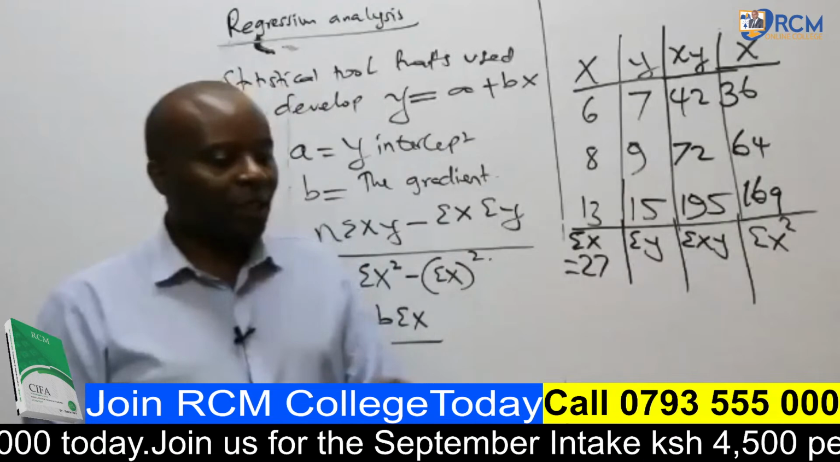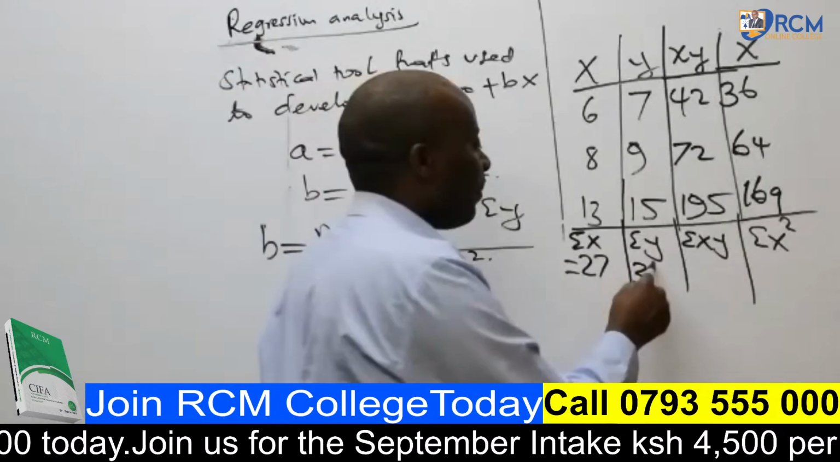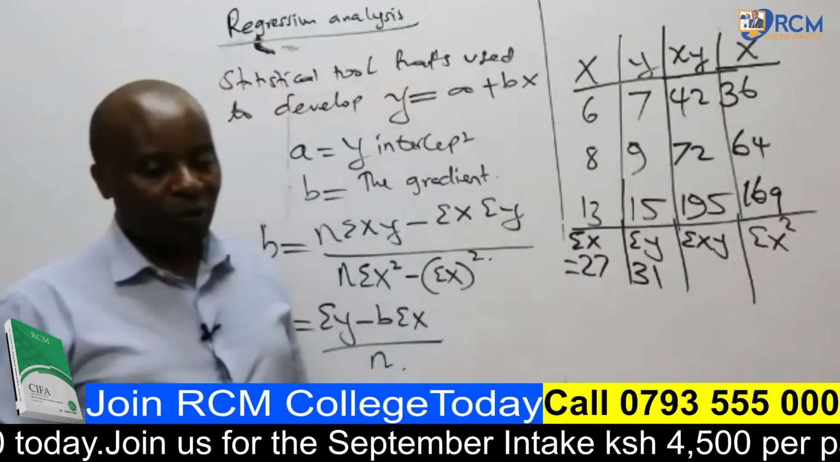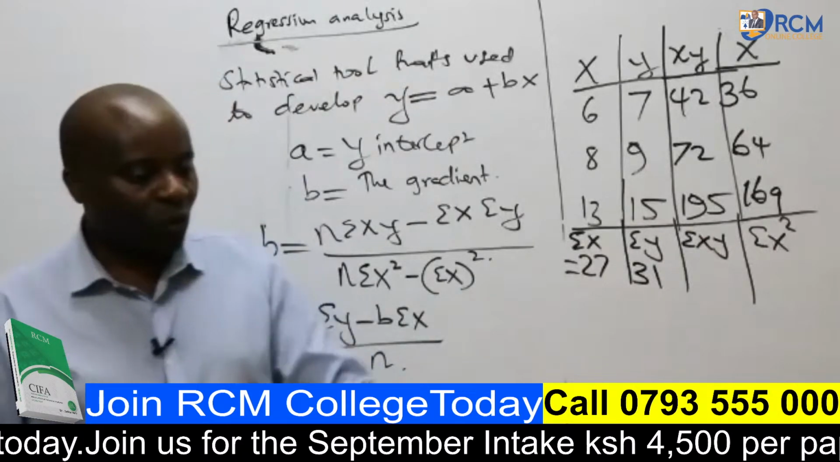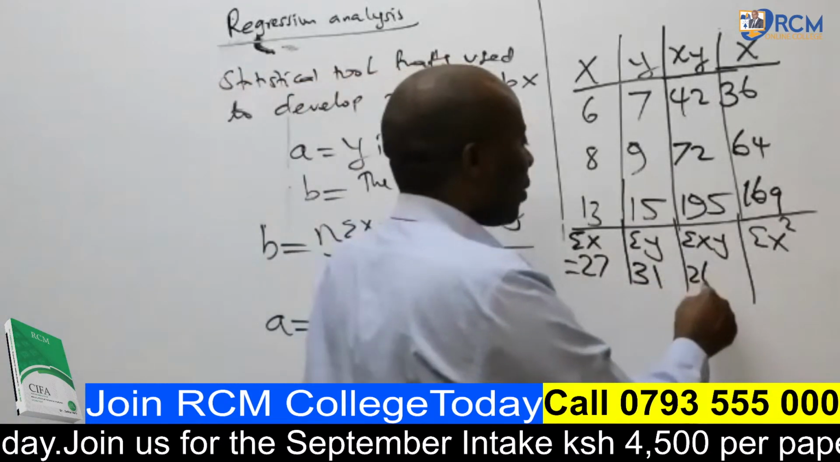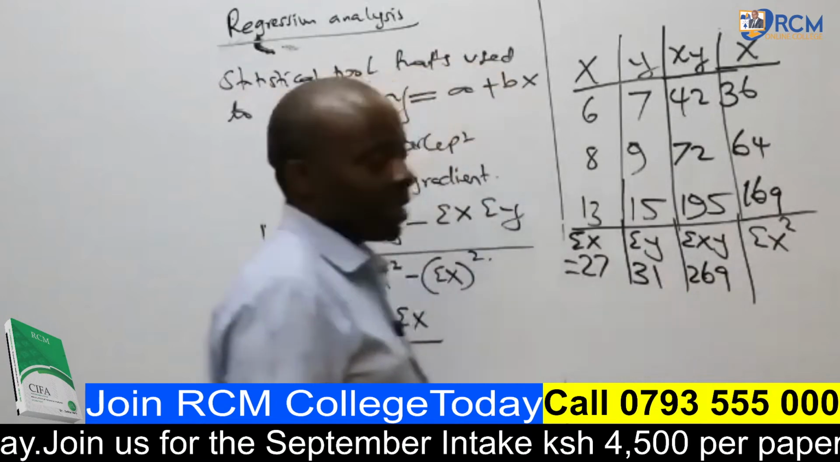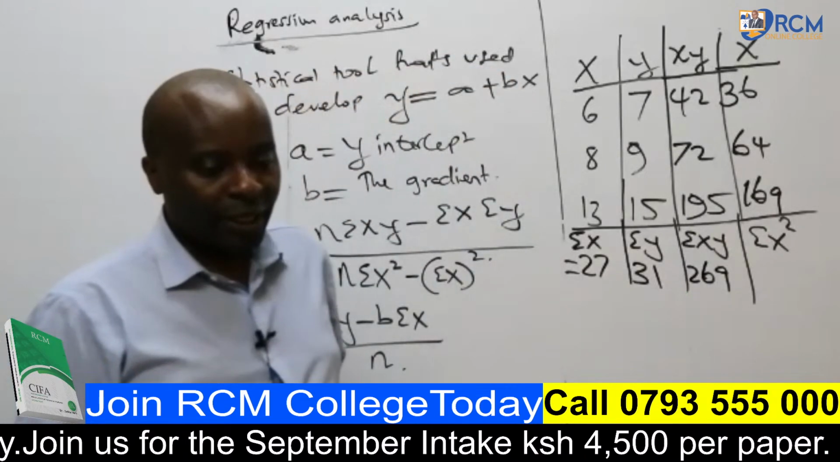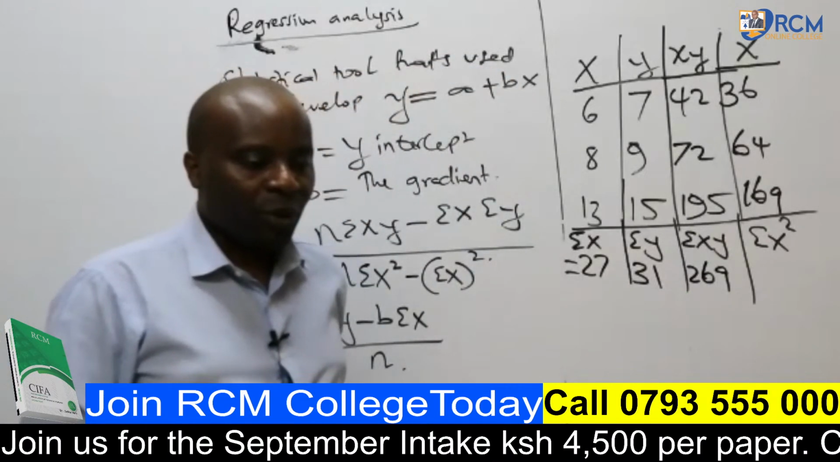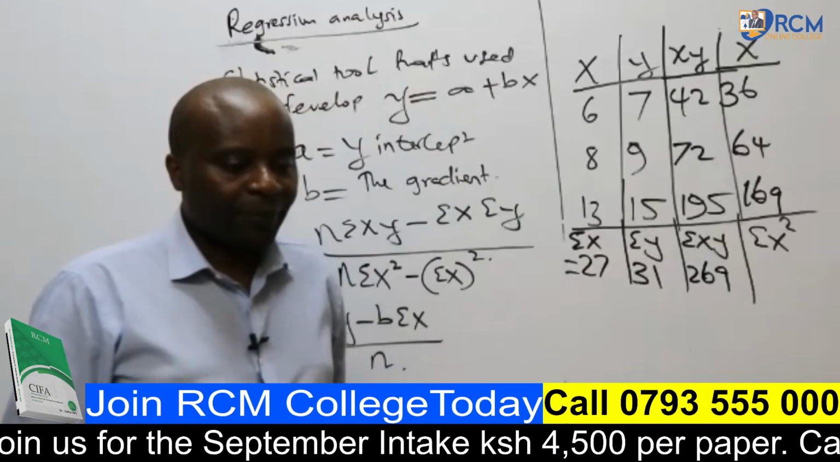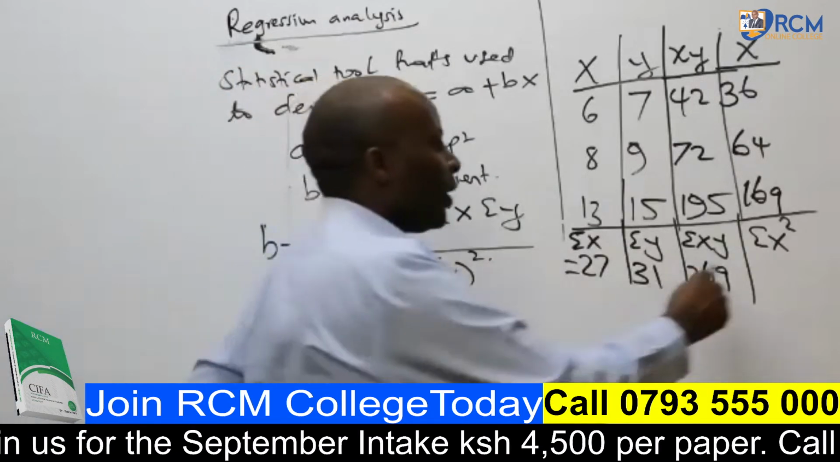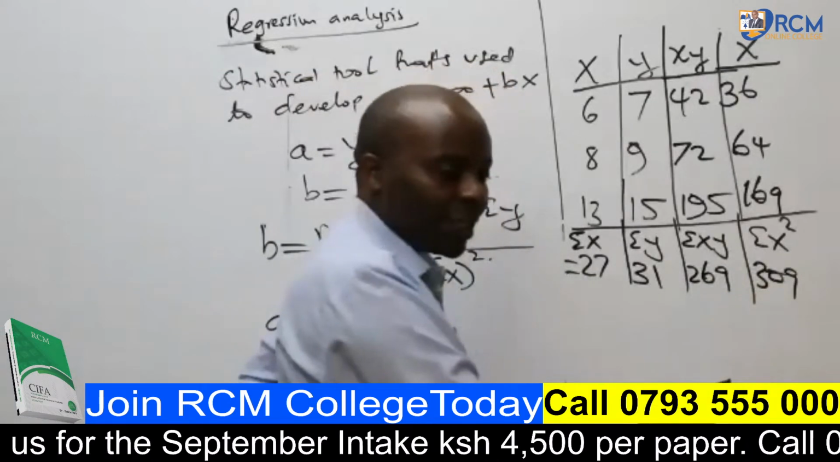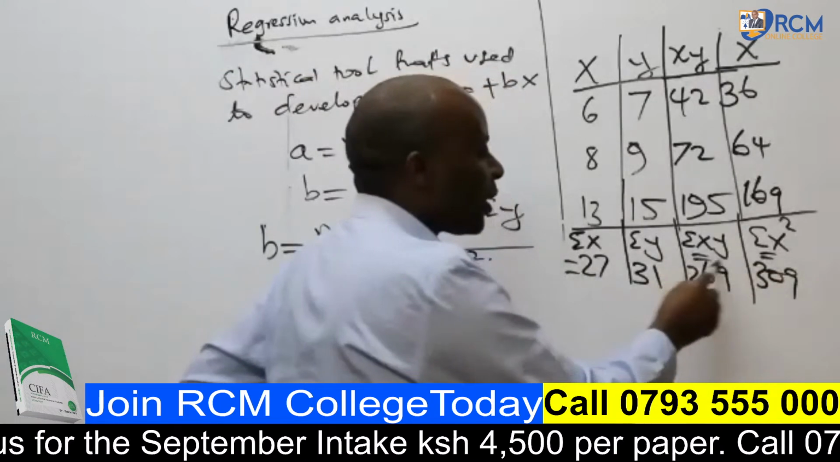Next is 31. Thank you very much. How about the third one? Summation of xy. Sharon tells me it is 269. Summation of x squared. What do we have under summation of x squared? 309. Thank you very much. So remember that these are summations.